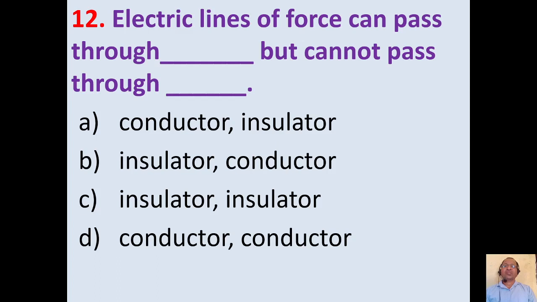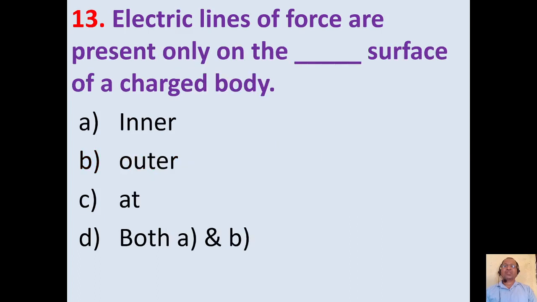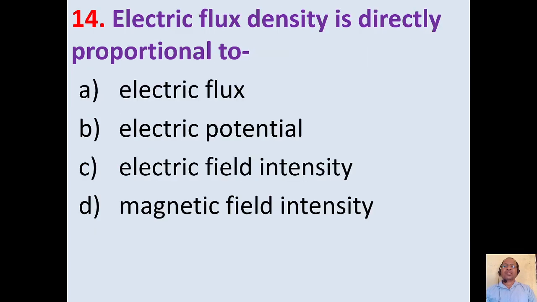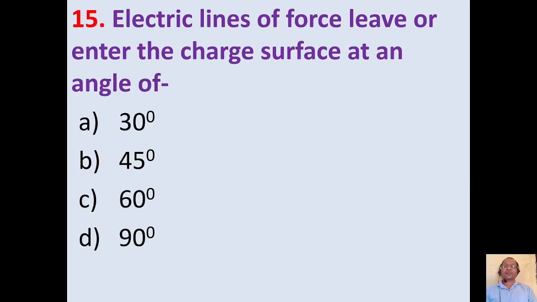Electric lines of force can pass through dash dash but cannot pass through dash dash. We have seen in the properties of electric lines of force can pass through insulator but cannot pass through conductor. Electric lines of force are present only on the dash dash surface of a charge body. We have seen also that electric lines of force are present only on the outer surface of a charge body. Inside the charge body, electric lines of force are absent. Electric flux density is directly proportional to dash dash. So it is directly proportional to electric field intensity. If electric field intensity is more, then electric flux density will also be more.